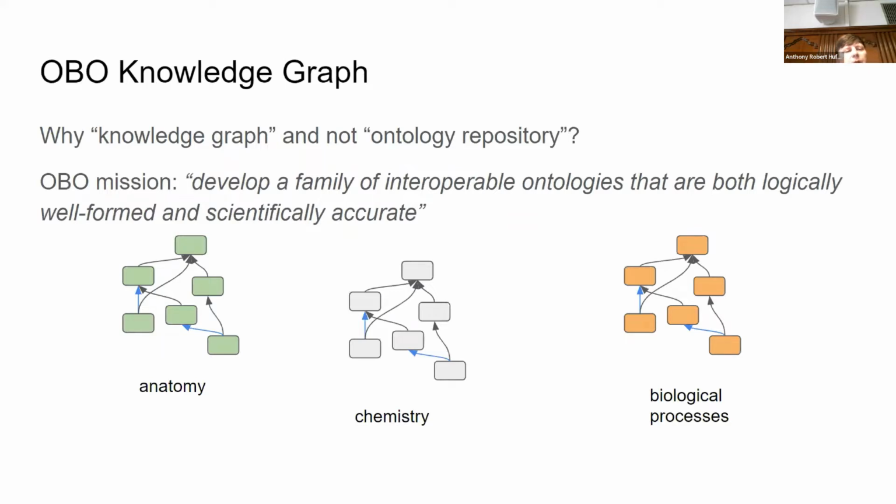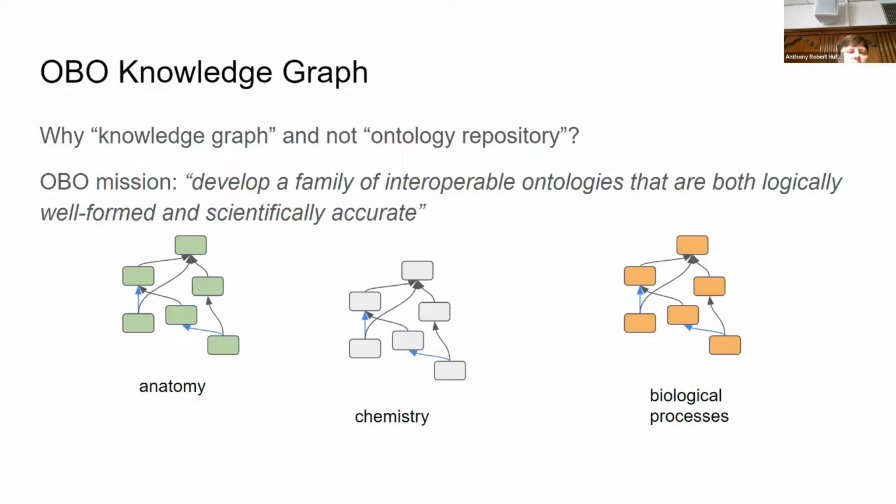And so, why am I calling this an OBO knowledge graph and not an ontology repository? We have a number of ontology repositories already, so this isn't trying to do that. We have things like OntoBee and OLS, BioPortal. But if you look at the OBO mission on the website, and I think everybody knows OBO is the Open Biomedical Ontologies Foundry, it's to develop a family of interoperable ontologies that are both logically well-formed and scientifically accurate.